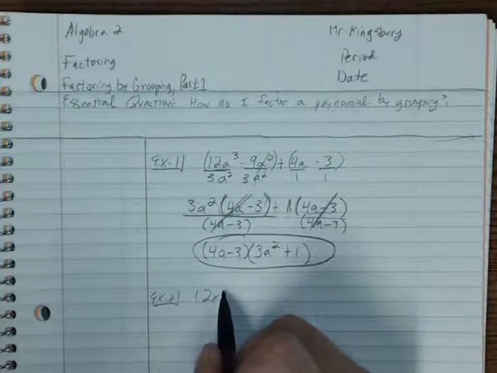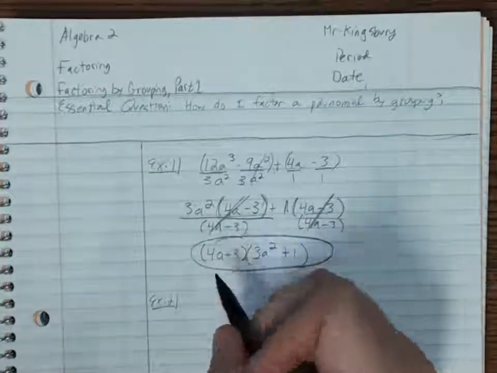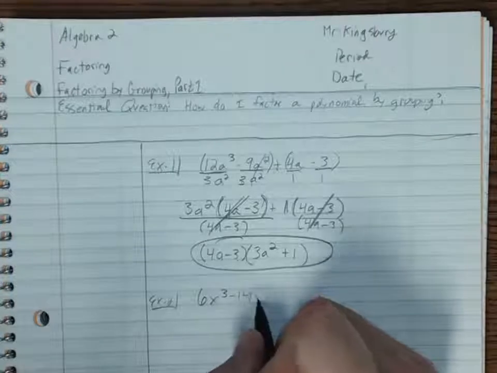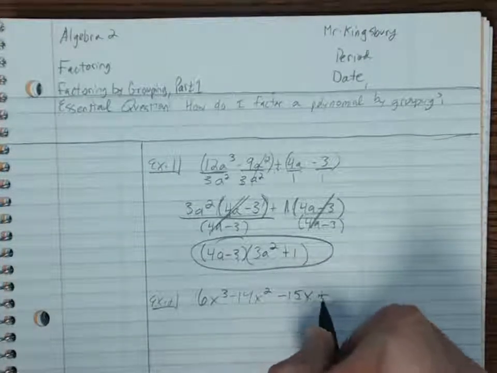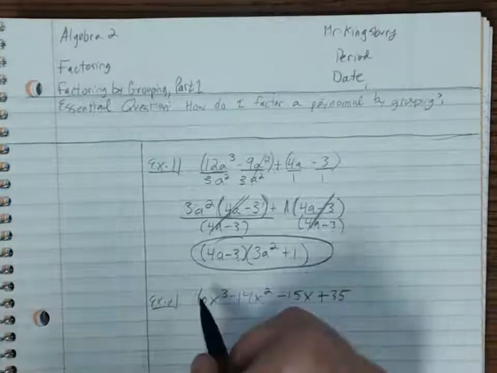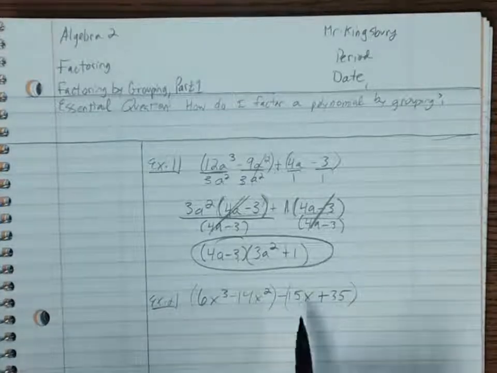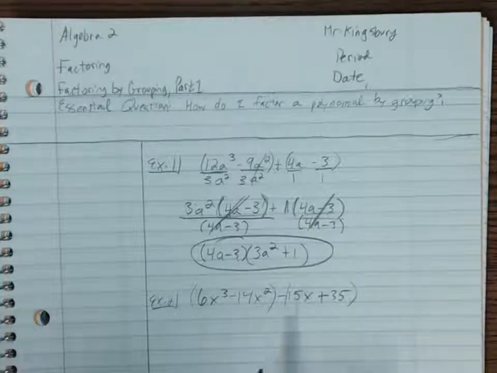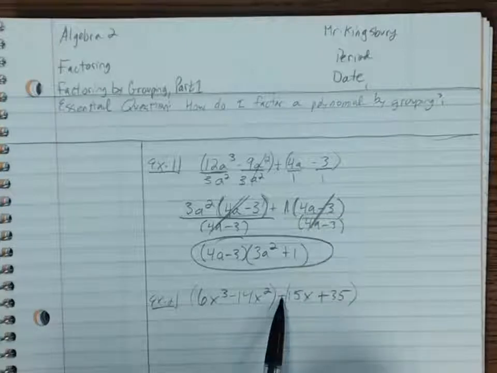We got 2x, I'm sorry, not 2. I don't know what I was doing. I got 6x cubed minus 14x squared minus 15x plus 35. So, as I said before, my first step is to put parentheses around here, and this leads to a problem with this second set. You see how I put the parenthesis between the minus sign and the 15? We have to remember that minuses are both nouns and verbs.